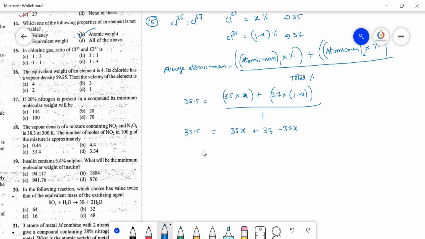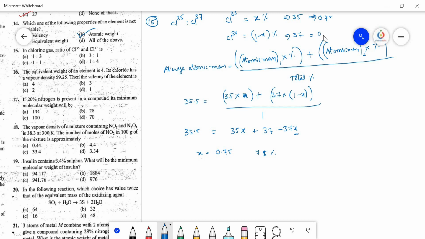You do the cross multiplication and the x value will be 0.75, so that percentage is 75 percent. If you do the calculation, you will get minus 2x here, and 2 here. So by solving everything, the x value is 0.75, and 1 minus x, that is 1 minus 0.75, means here 0.25 you will get.